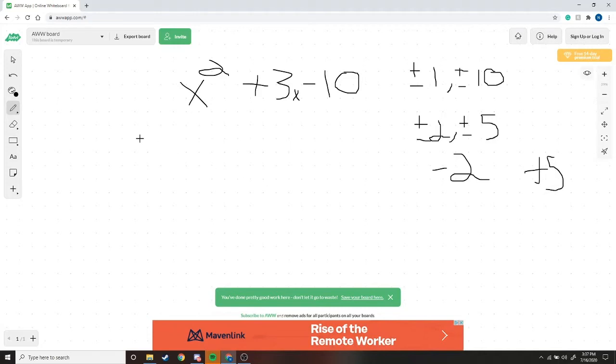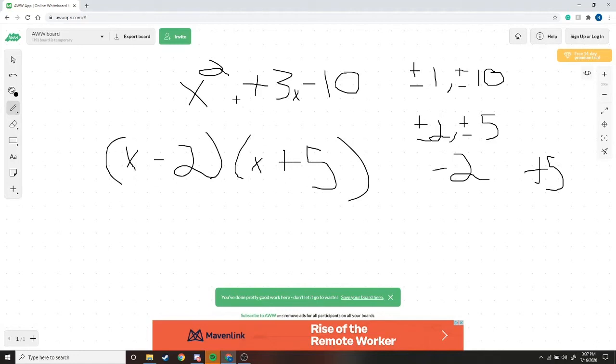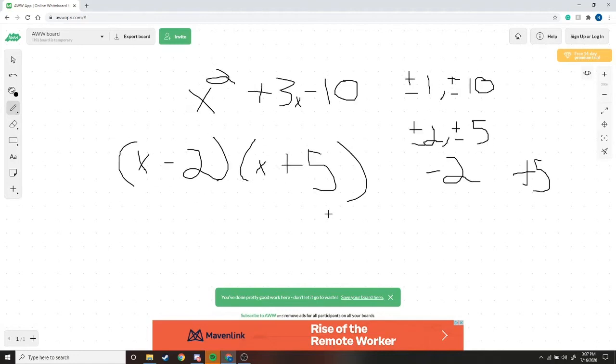So we know that our first two terms actually must multiply to x squared. Well, to do that, we need to multiply x by x. Next, we just need to take our two factors and plug them into the brackets. And that's it. This is your answer. We can check our answer by distributing it using FOIL.